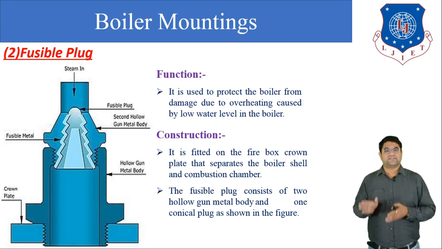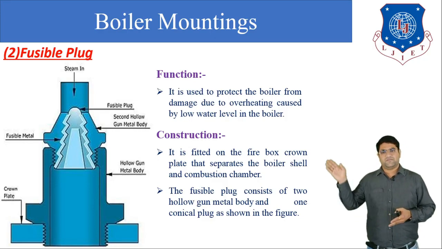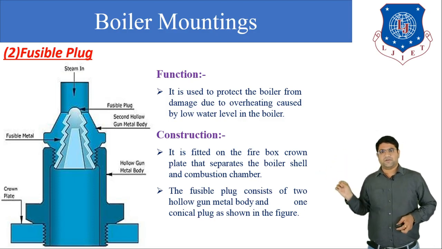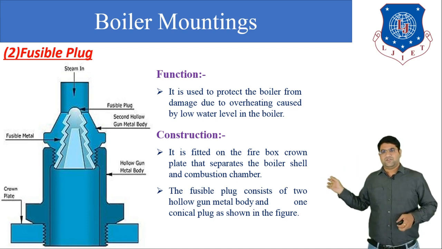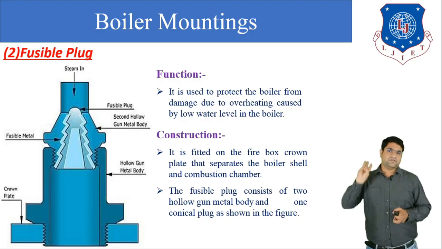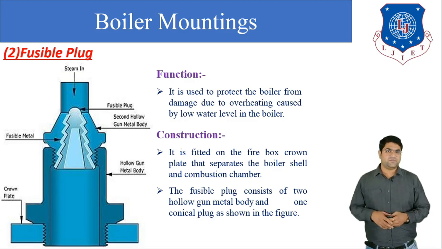Now this fusible plug consists of three hollow gunmetal bodies. One is the conical plug, as shown in the figure. Here you can see one conical plug is the first gunmetal body, and above the fusible metal there is a second gunmetal body. And here you can see there is a rectangular hollow gunmetal body. This is our third gunmetal body. Now let us discuss the working of the fusible plug.